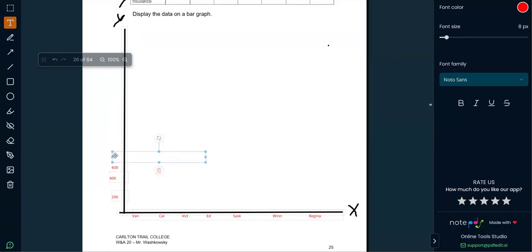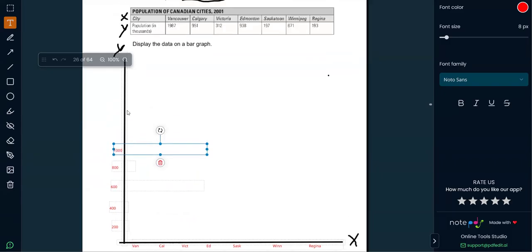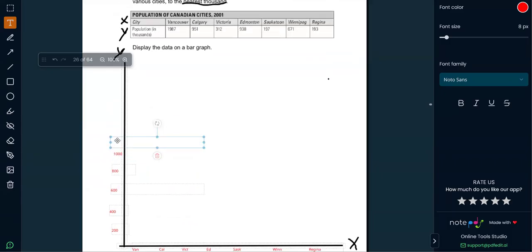This is too close. Let's move this about right here. Again, we're just doing the best we can. This looks like about 800. Here's about 1,000. And I know I'm at the right spot here because I've gone about 1,000 halfway up. I'm halfway up my graph. So that's about the right scale here.